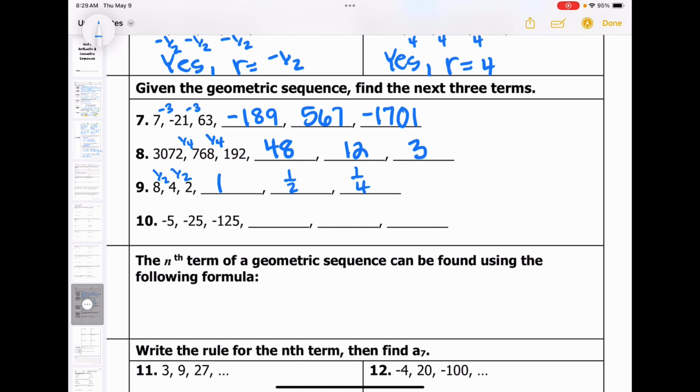All right, number 10 is negative 5, negative 25, negative 125. All right, so negative 125 divided by negative 25 is 5, and negative 25 divided by negative 5 is 5 as well. So we're multiplying by 5 each time. So when I do that, I get negative 625, negative 3,125, and negative 15,625.